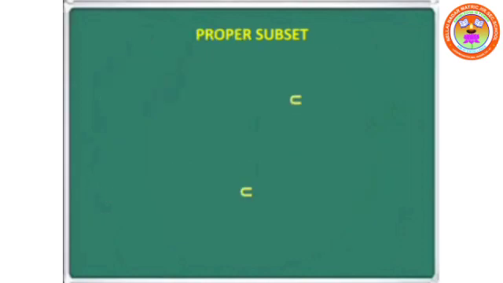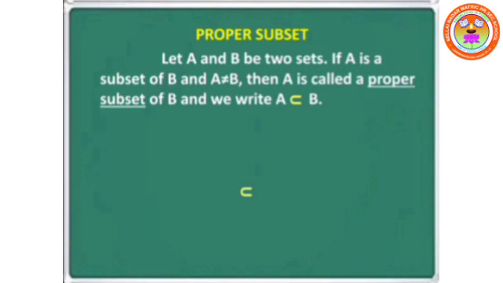Next one, proper subset. Let A and B be two sets. If A is a subset of B and A is not equal to B, then A is called a proper subset of B and we can write A ⊂ B. This is the symbol for proper subset.